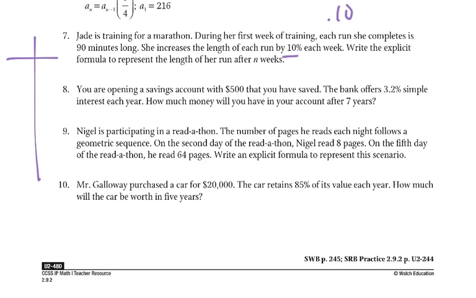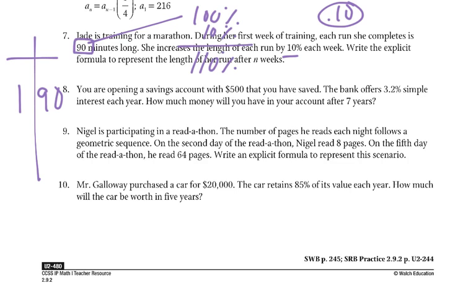Right? So, if we're thinking about this, when she starts out her first week of training, she's running 90. However, if we just times by 10%, 0.10, that gives us a smaller number, okay? So the way we have to think about this is for 90 minutes, that's 100%. So we're increasing that by 10%, okay? So it's really 110% that we're timesing by, or 1.1. So that's our constant ratio, 1.1. Okay, so we want to write the explicit formula to represent the length of her run after n weeks.